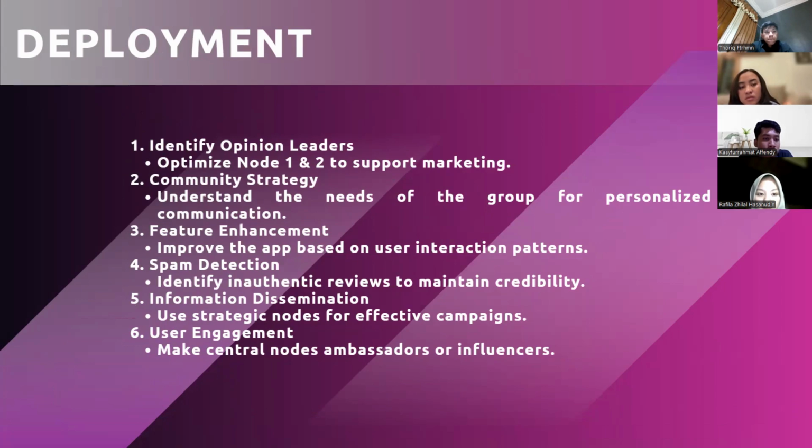Number 1, identify opinion leaders. Optimize nodes 1 and 2 to support marketing. Number 2, community strategy. Understand the needs of the group for personalized communication. Number 3, feature enhancement. Improve the app based on user interaction patterns. Number 4, spam detection. Identify inauthentic reviews to maintain credibility. Number 5, information dissemination. Use strategic nodes for effective campaigns.